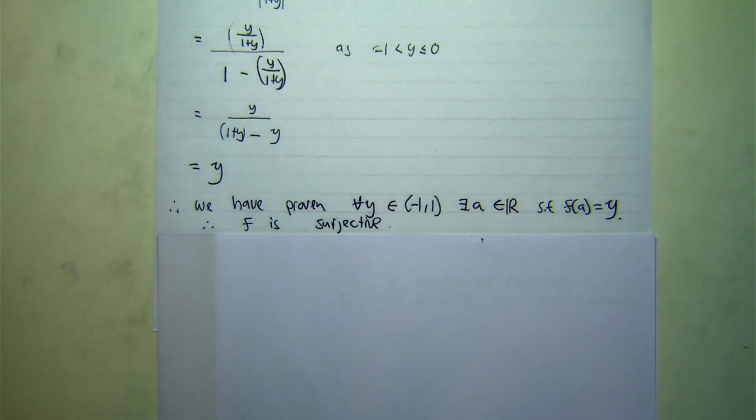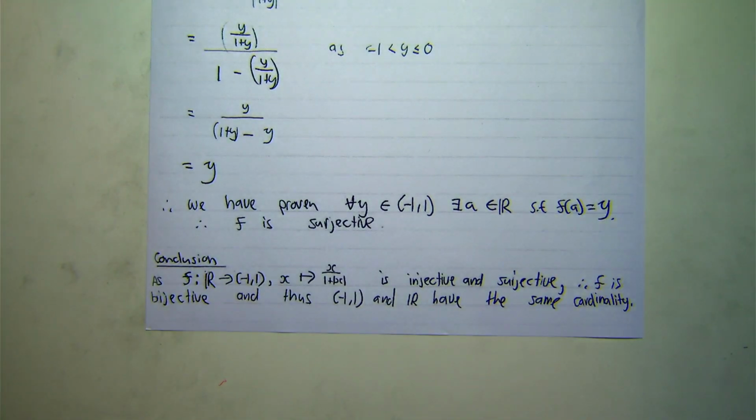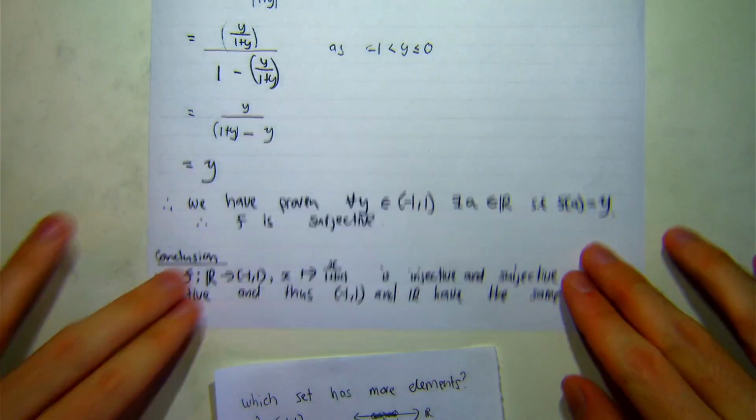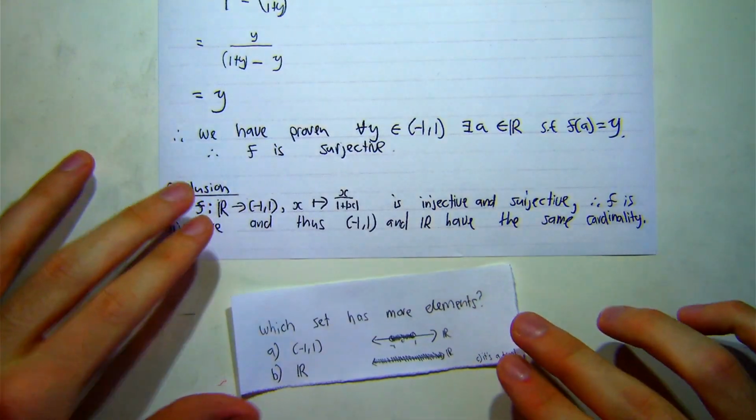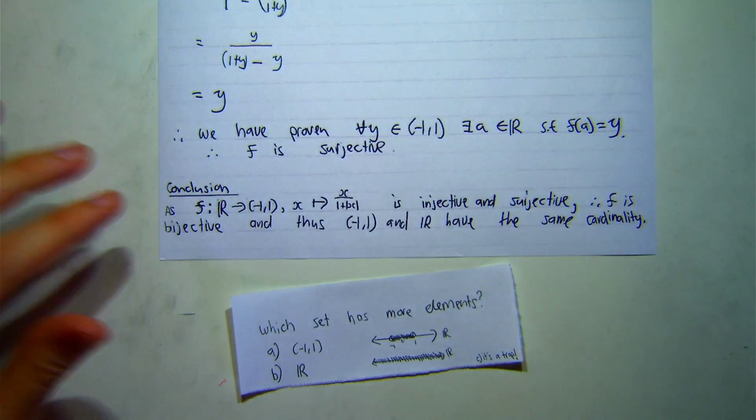And now we've proven it's injective and surjective, we wrap it up and say this. As f going from the real numbers to the set -1 to 1 is injective and surjective, f is bijective, and thus the codomain and the domain have the same cardinality. And that is actually answering our initial question about which set has more elements. It's not B, it's not the real numbers. They have the exact same number of elements.